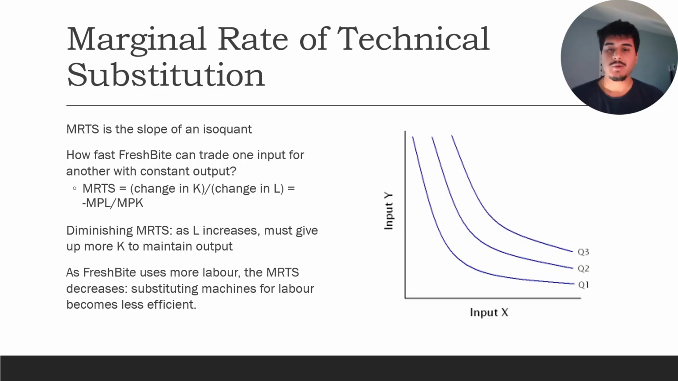For example, suppose adding one worker allows the firm to produce two machines. That means the MRTS is 2. The change in capital and the change in labor is 2 and then 1. We also see that if we increase by one more worker, then the reduction in machines would likely be less. So as we move more and more down the slope, the MRTS would be less and less. This means that the MRTS decreases and substituting machines for labor becomes less efficient. This diminishing MRTS impacts the choice of inputs in cost minimization as a whole.